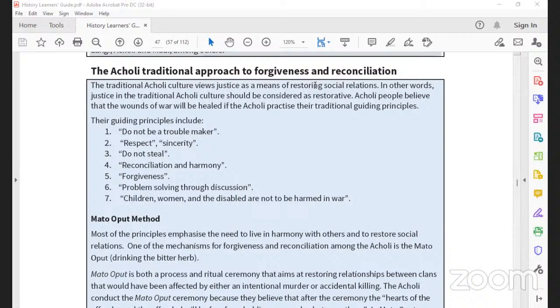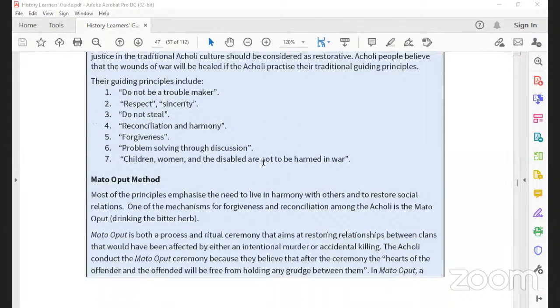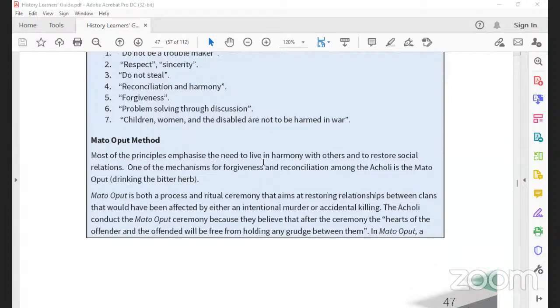Reconciliation and harmony. Forgiveness. Problem solving through discussion. If you have a problem with your neighbor, you must have a discussion. You sort it out. Children, women, and disabled are not to be harmed in war. So those are the seven guiding principles of the Acholi traditional culture, and we are looking at the Acholi traditional approach to forgiveness and reconciliation. Yes. Before we go any further, can you remind me, what do you mean by reconciliation?